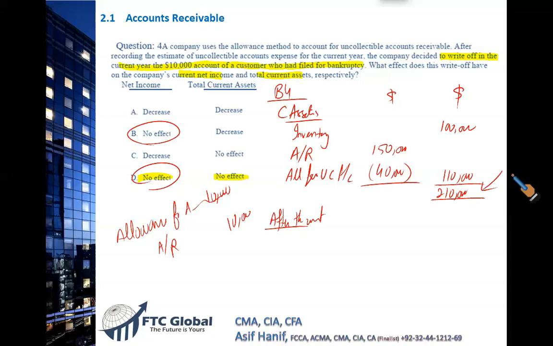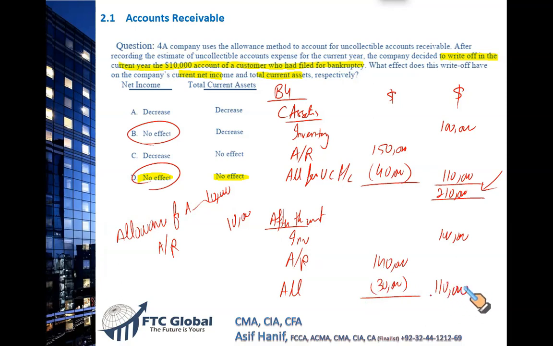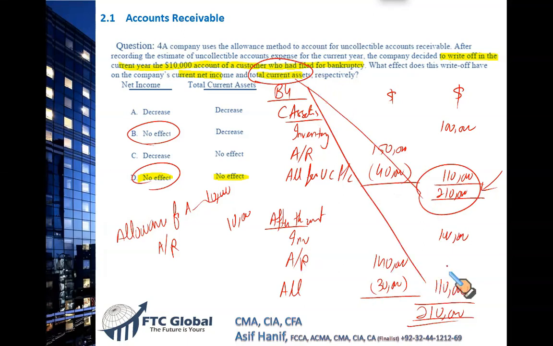Okay, now what is going to happen? Your inventory stays the same because inventory has not been affected. Your account receivable, since it is being credited, will reduce to 140. And your allowance for uncollectible accounts is being debited by 10, which means it will now have a balance of 30. Which means 140 less 30, 110. See, the magic of accounting. Your net current assets stay the same, or the total current assets are unchanged. They were 210 before and 210 now.